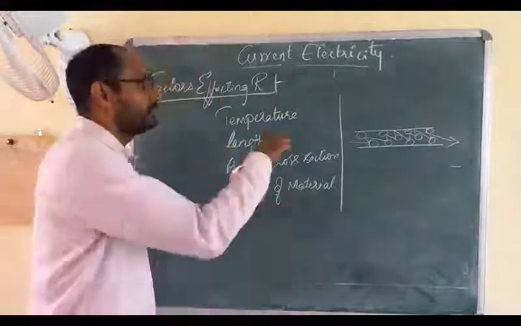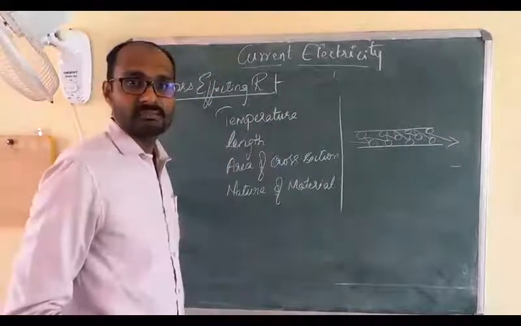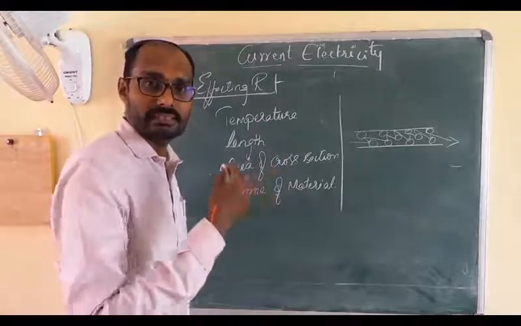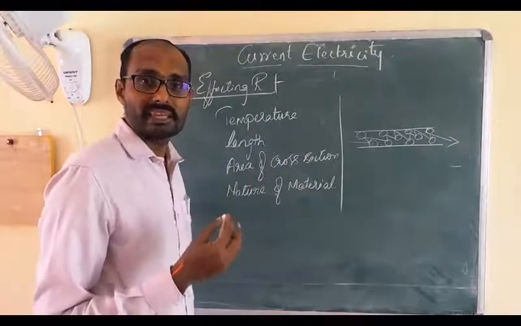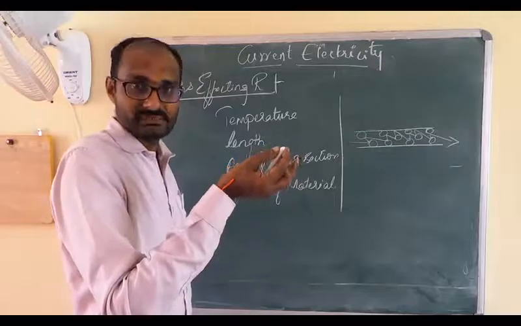So that is how when the temperature increases, the current flowing through the conductor is decreasing, which we can say means the resistance has increased. Okay.